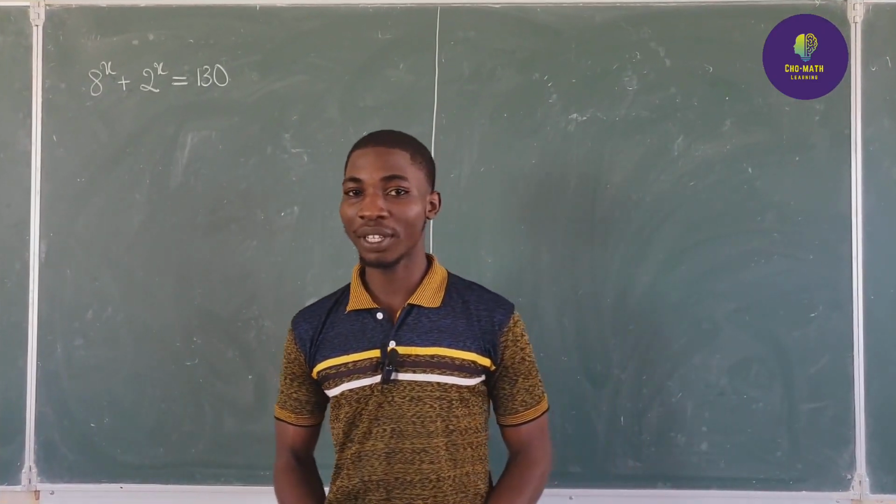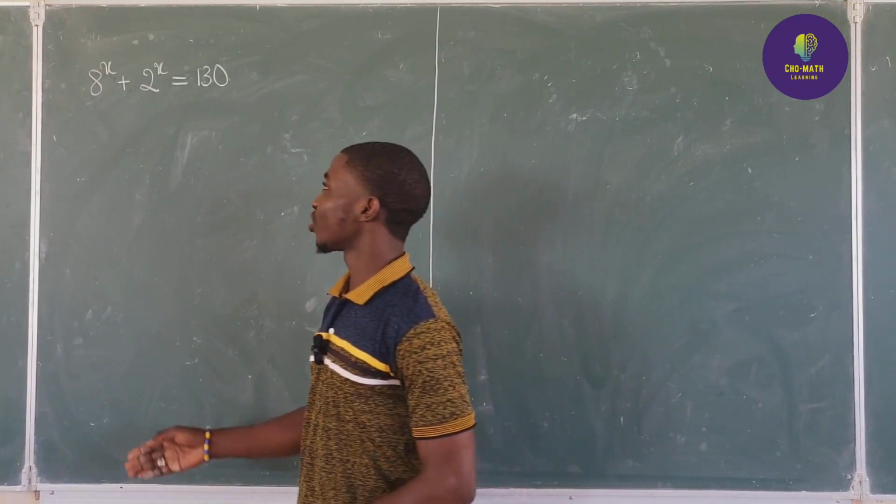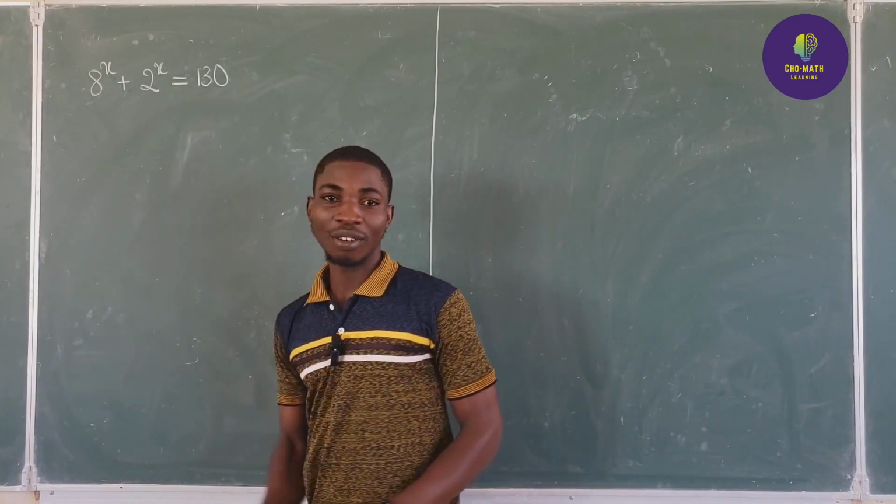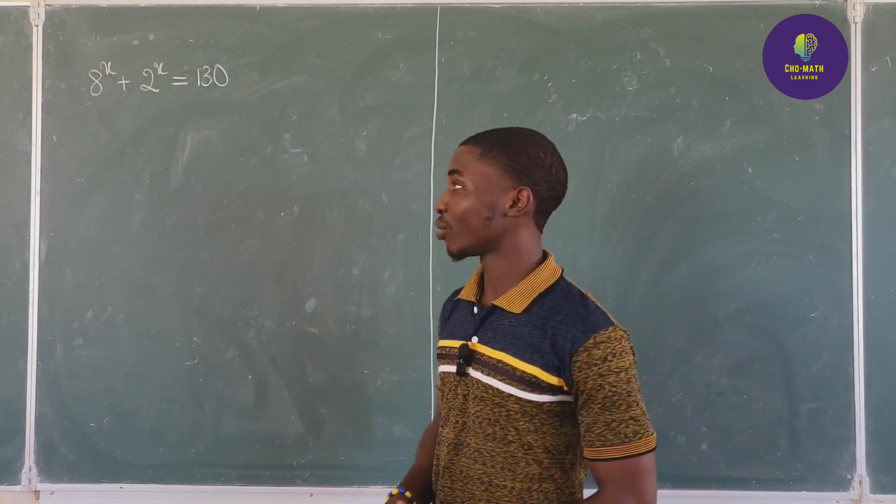Today we have a math Olympiad problem on the board. 8 to the power of x plus 2 to the power of x is equal to 130. We're looking for the value of x in this equation.